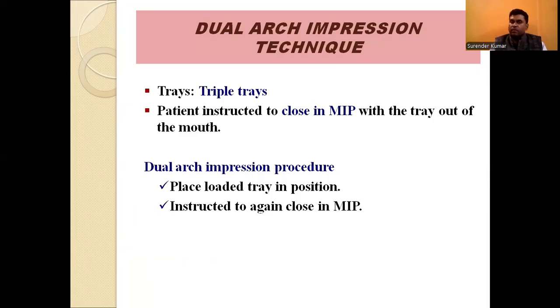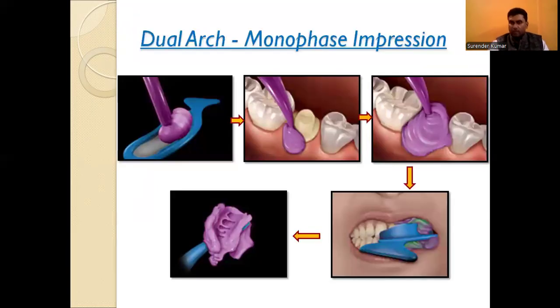That is, you place the loaded tray in position and instruct the patient to again close in MIP. So first of all, you have to load both sides of the tray. You can see the photograph here. This is a sectional tray. This is a triple tray. A thin sheet is there in between. So you have to load the impression material on both sides, the top as well as the bottom side of it.